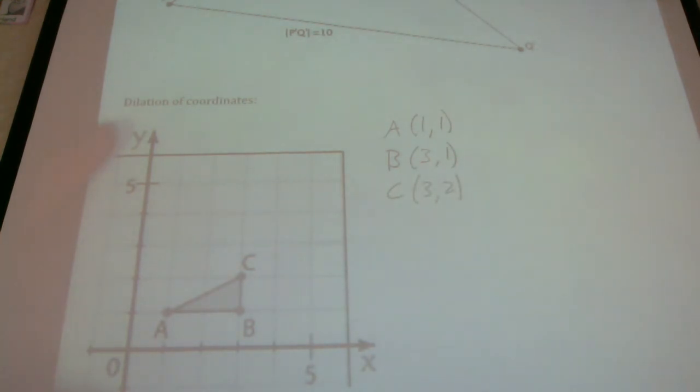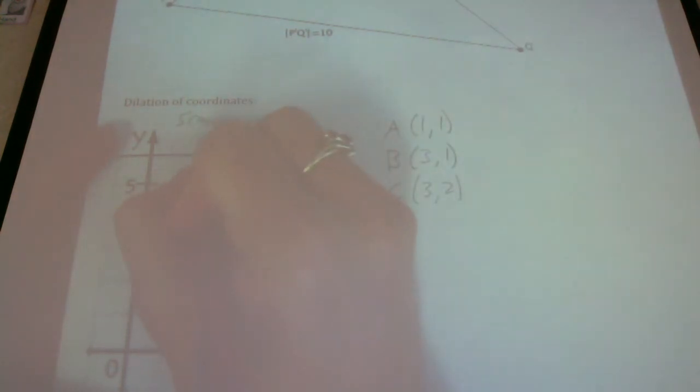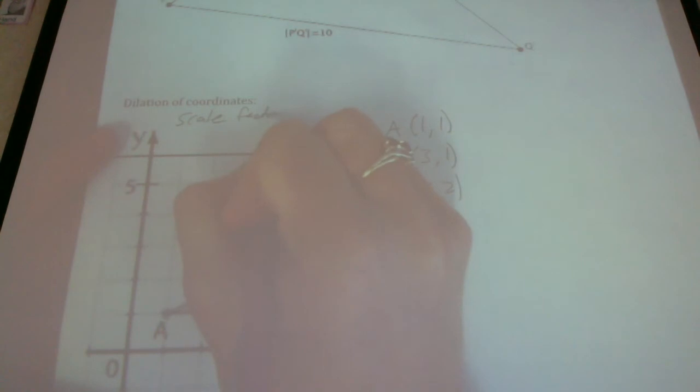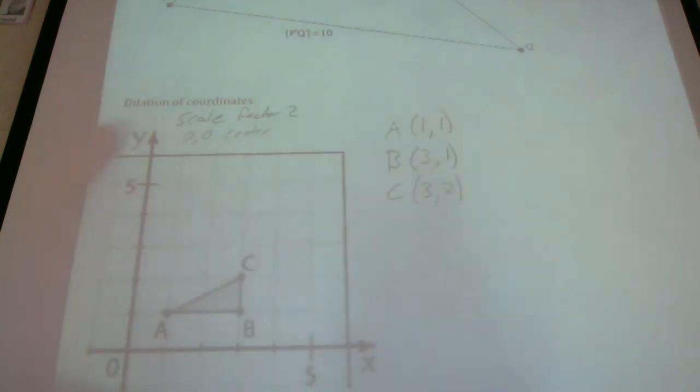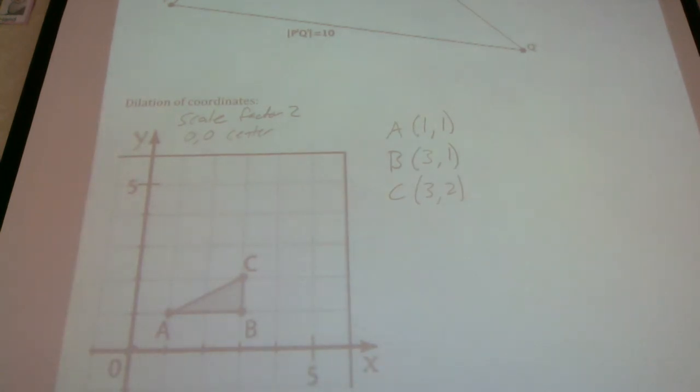Okay. Now let's decide a scale factor. Let's do 2 as our scale factor. And of course, 0, 0 can be our center of dilation. That just makes things nice and easy. So we're going to scale things out by a factor of 2 from our center, which is at 0, 0 right down here. So let's take a look at what that would look like.